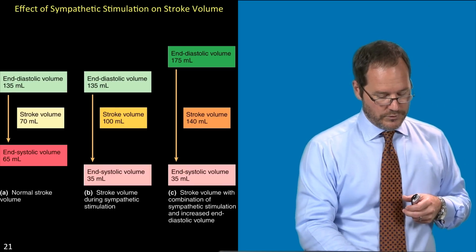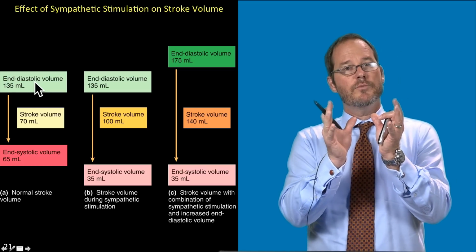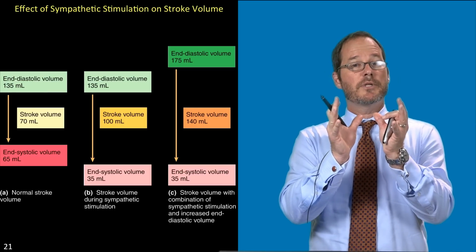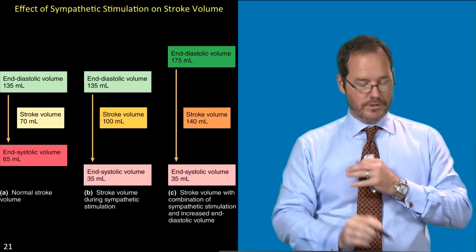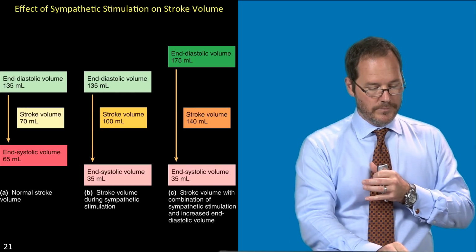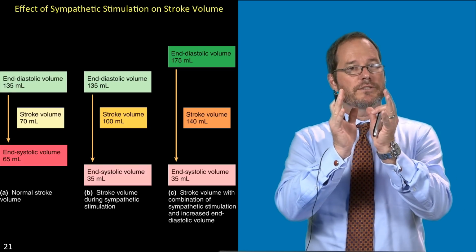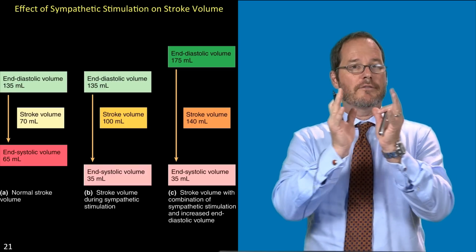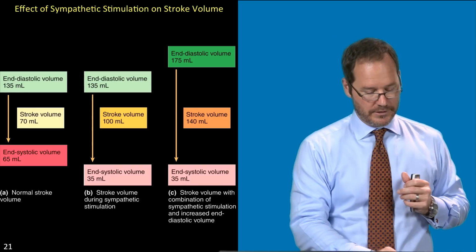Normally, the end diastolic volume is approximately 135 milliliters. When the heart contracts, it ejects approximately 70 milliliters of blood. And so your end systolic volume, in other words, what's left in the heart after the heart has contracted, is approximately 65 milliliters.